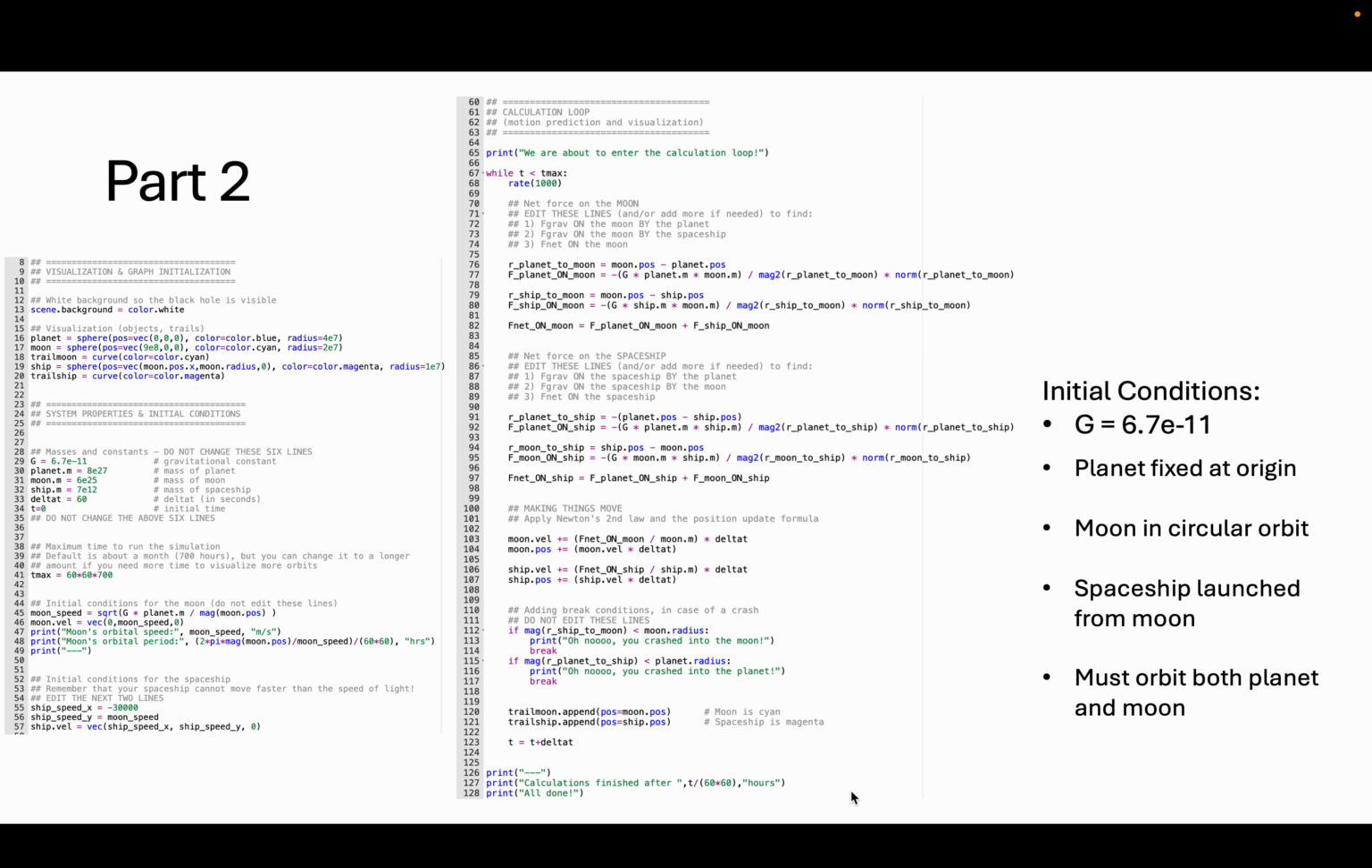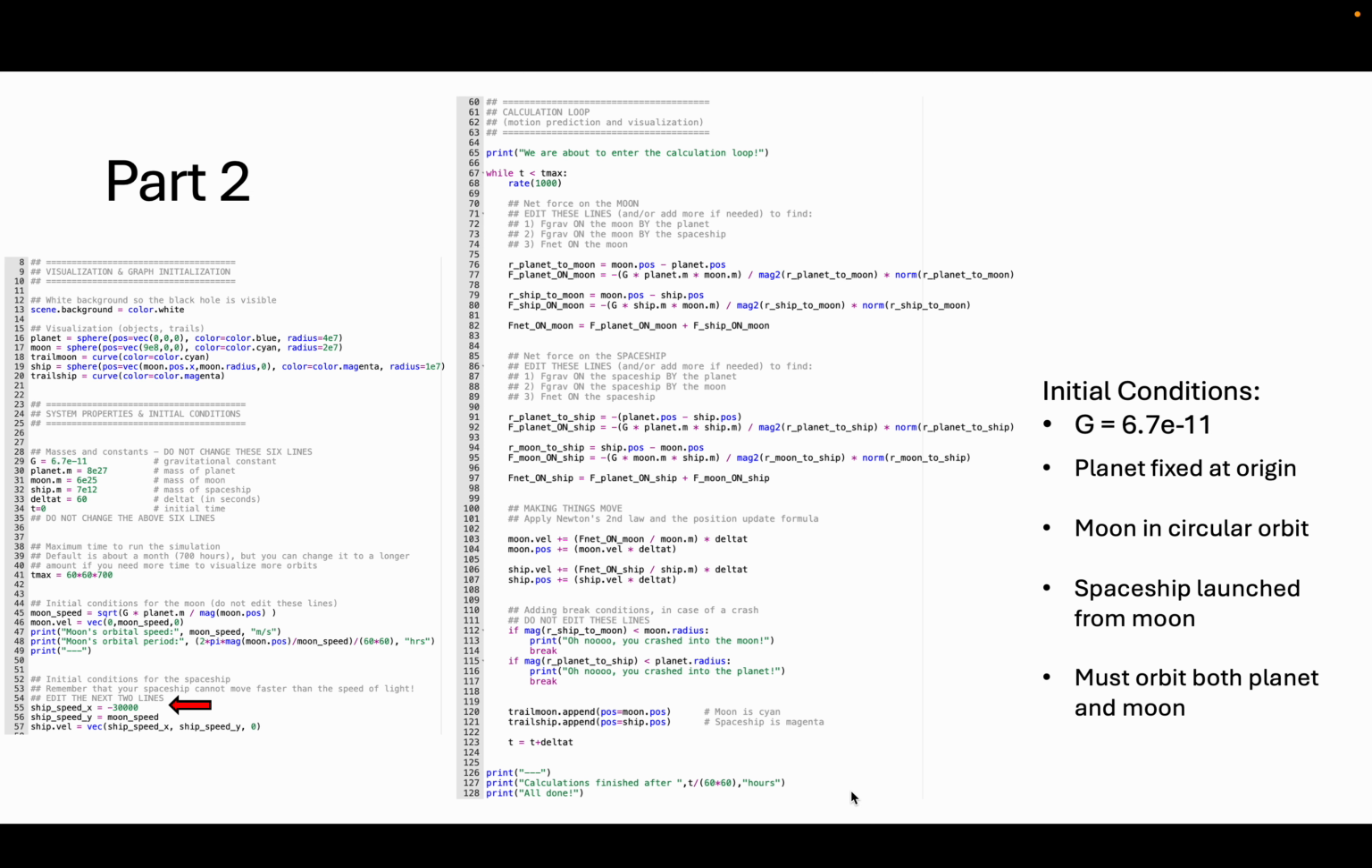In part 2, the goal was to find the right velocity so the ship orbits both bodies in a figure 8 without crashing into either. I calculate the moon's orbital speed and set its initial velocity. Then I gave the spaceship a starting velocity of negative 30,000 meters per second to try and create a figure 8 orbit. The main loop runs the simulation forward in time.